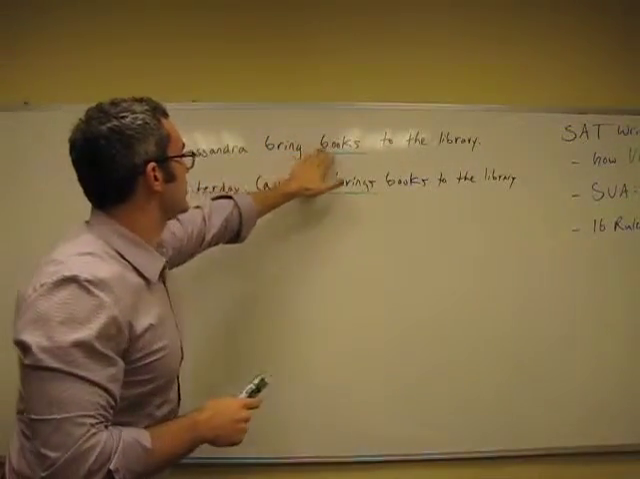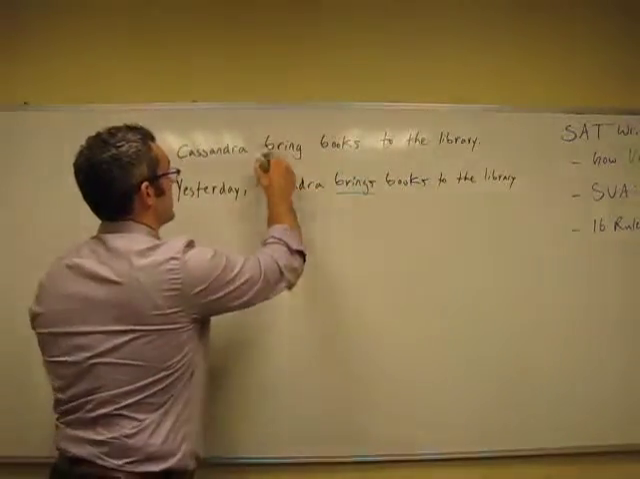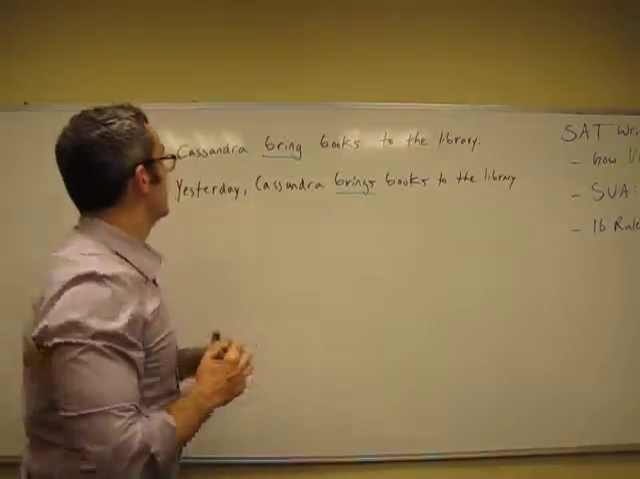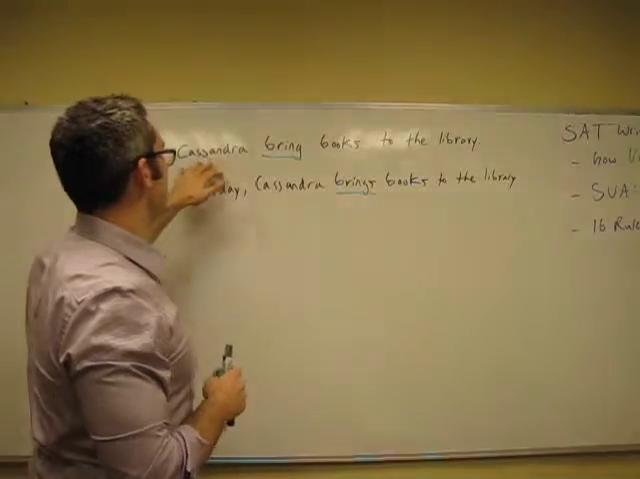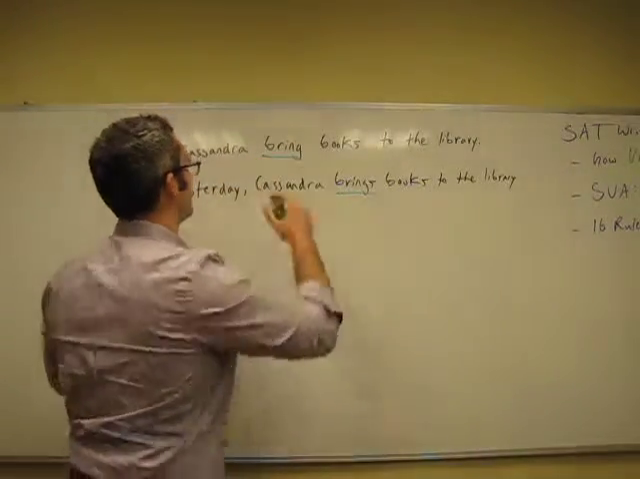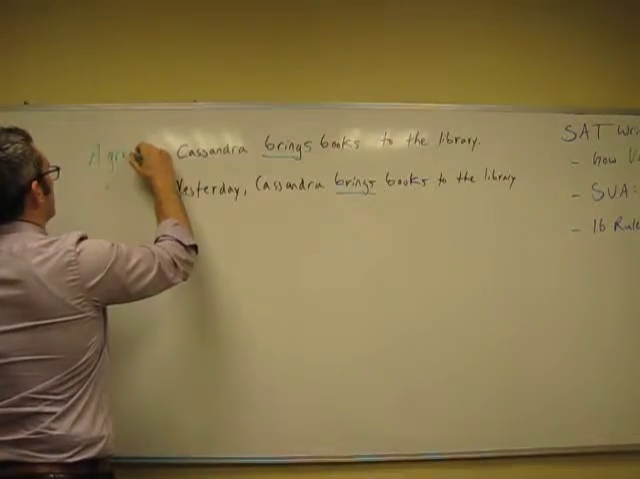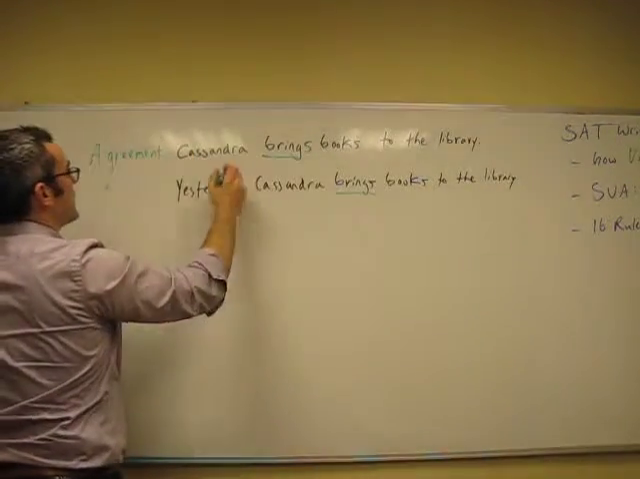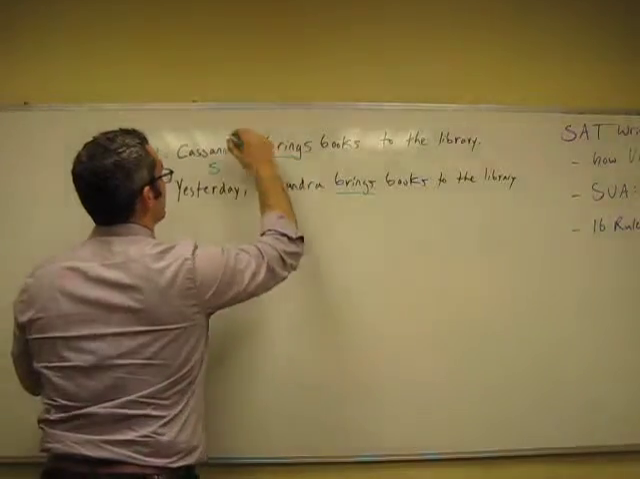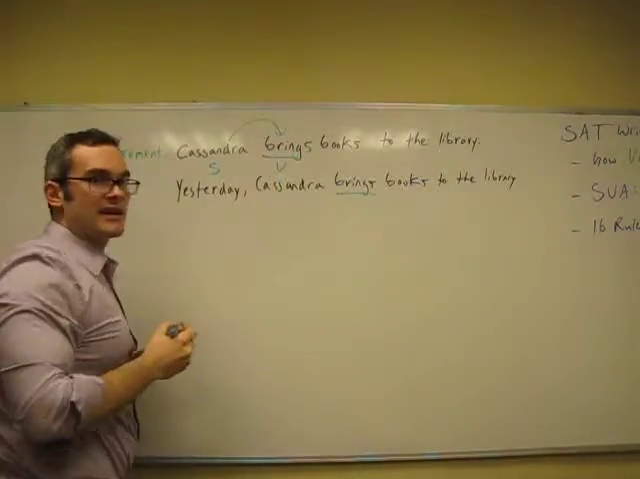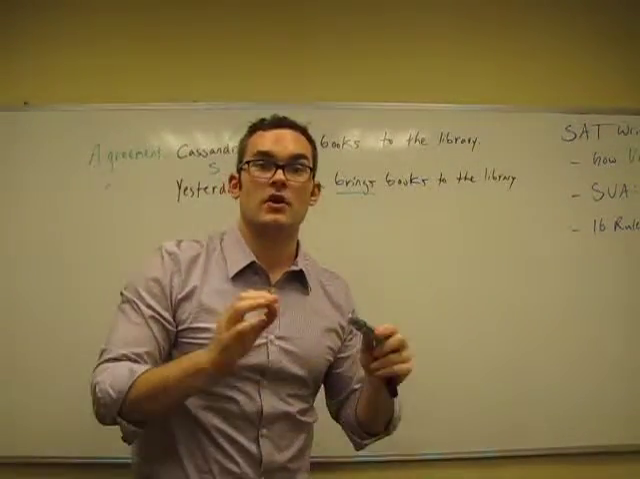Cassandra bring books to the library. Excuse me, bring is the verb here. The problem here is the form of the verb. We don't say Cassandra bring, we say Cassandra brings. This is called an agreement error. The problem is with how the subject and the verb relate to each other. We can't say Cassandra bring, we say Cassandra brings.